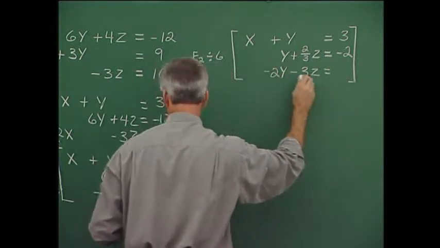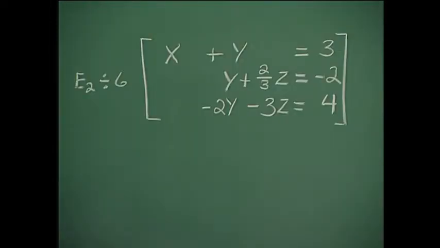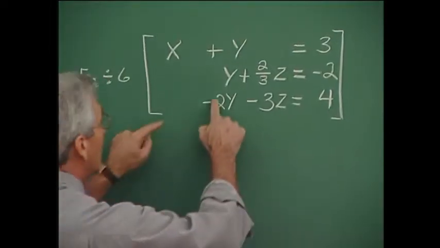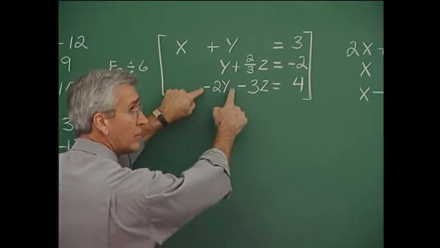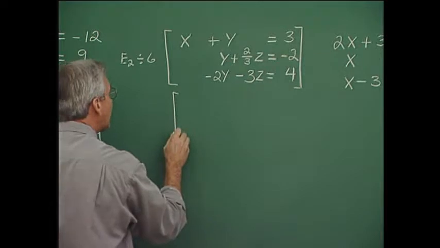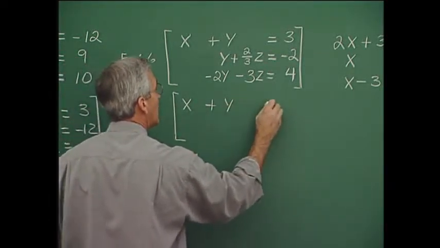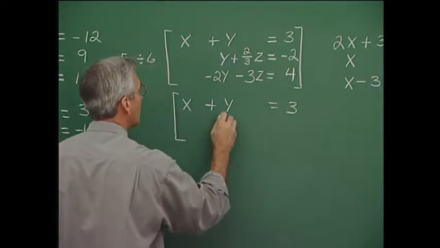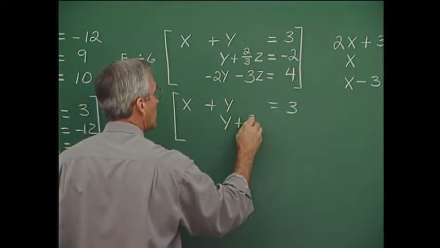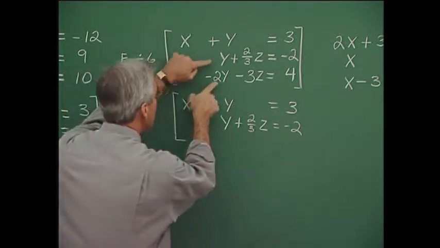So let's see. This is trivial, trivial, trivial. 2 times row 2, that's 2 times negative 3 is negative 6. Negative 6 plus 8 is 2. Now, this says x is 2, y is negative 3, z is 2. So the ordered triplet that solves the system of equations is 2, negative 3, 2.